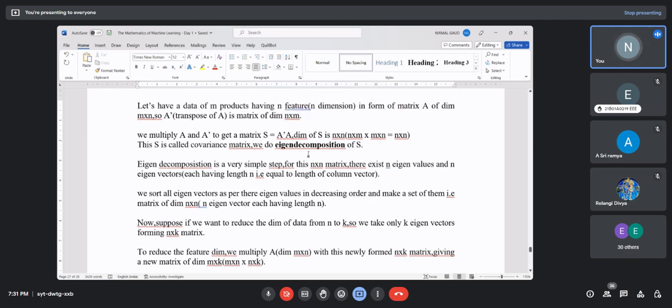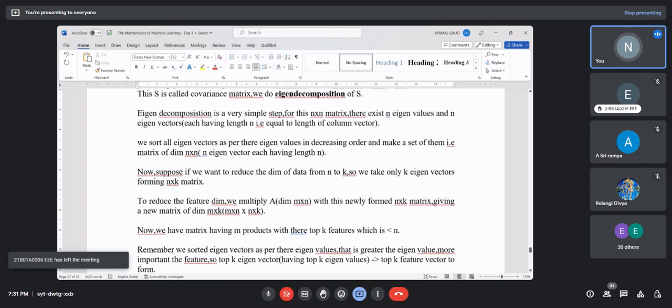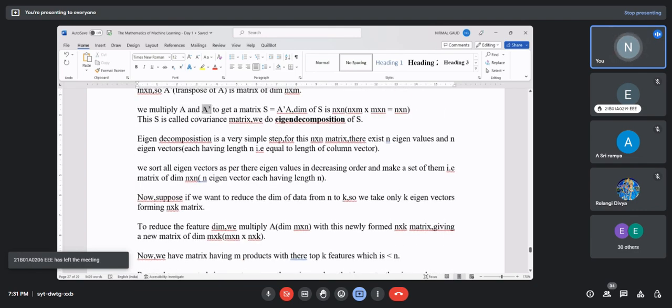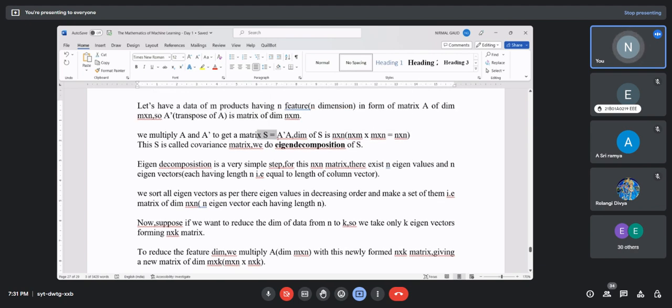Okay, n dimensions, n features. That means the number of columns here is n, and the matrix is m cross n. Now we multiply A dash and A to get a matrix S, that is A dash A. That means I need to go for a covariance matrix. What is this? Covariance matrix. I need to calculate it. So how?